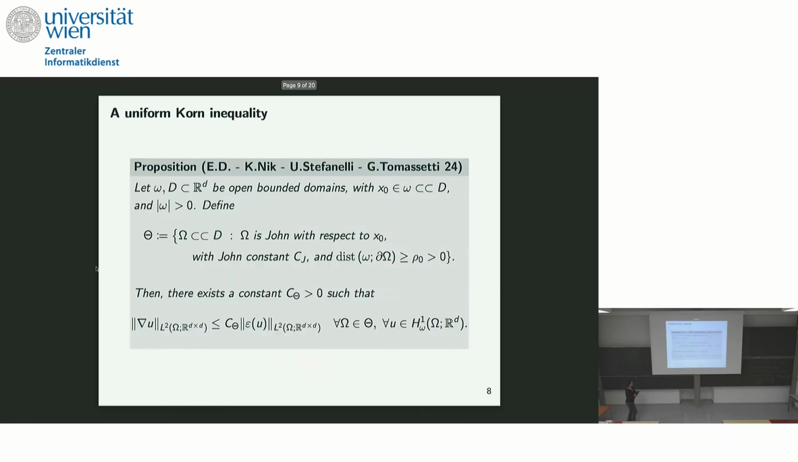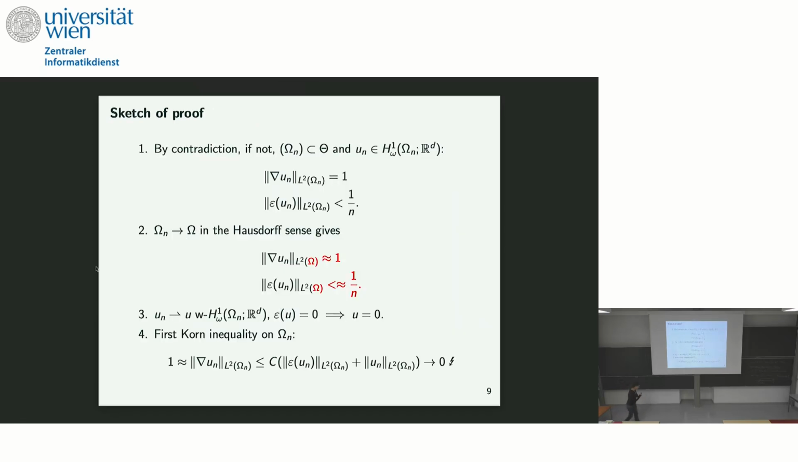So going back to our problem, what we actually need is that our domains remain uniformly John. If we work within a class of domains that are contained in a bigger box, that are all John with respect to a given point, and have the same John constant, then we have a uniform Korn inequality. This is one of the first results that we needed for our argument, and I want to show you very briefly how you could prove such a result.